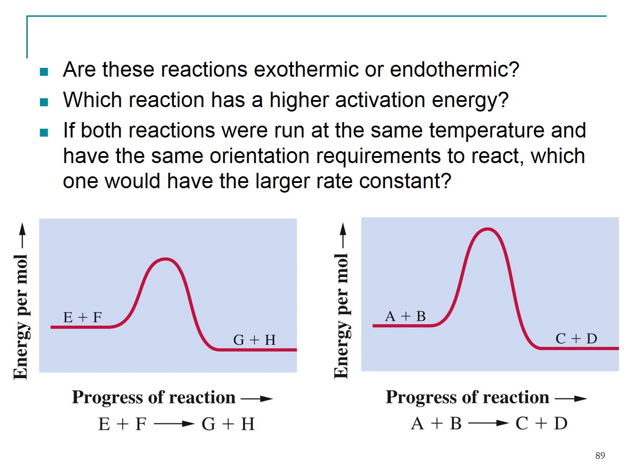Now, if both reactions were run at the same temperature and have the same orientation requirements, which one would have the larger rate constant? Well, that one's a little more complicated, but a larger rate constant would mean that the reaction goes faster. So which one of these reactions goes faster? The one on the left, because it has the lower hump. So it has a larger rate constant, faster reaction, lower hump.